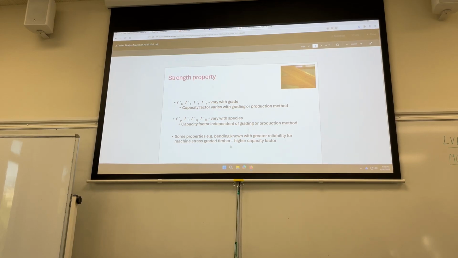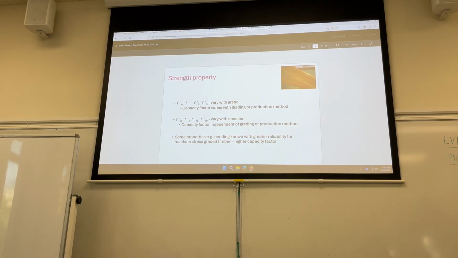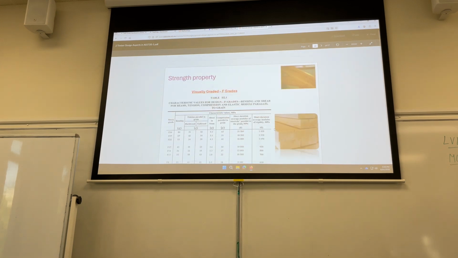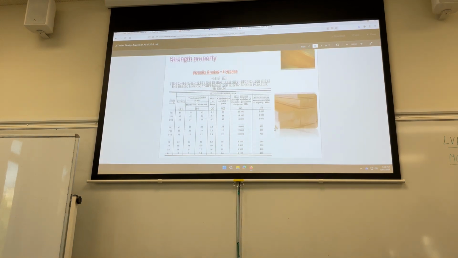So some properties, like for example bending, are known with greater reliability for machine stress graded timber, with a higher capacity factor. All of this is just the explanation of table 5. So you go to the table and find 5. We even have it available.